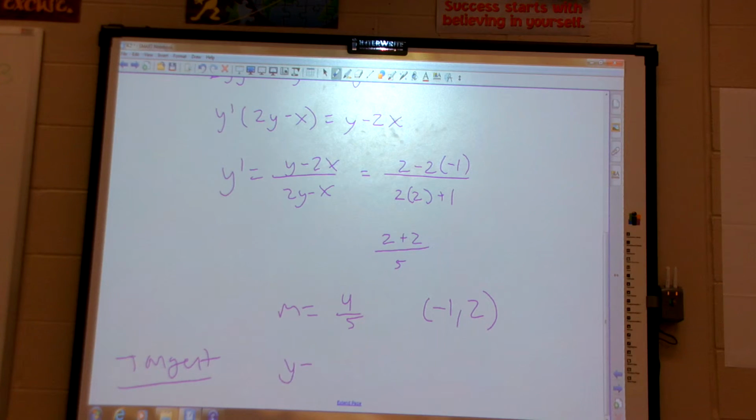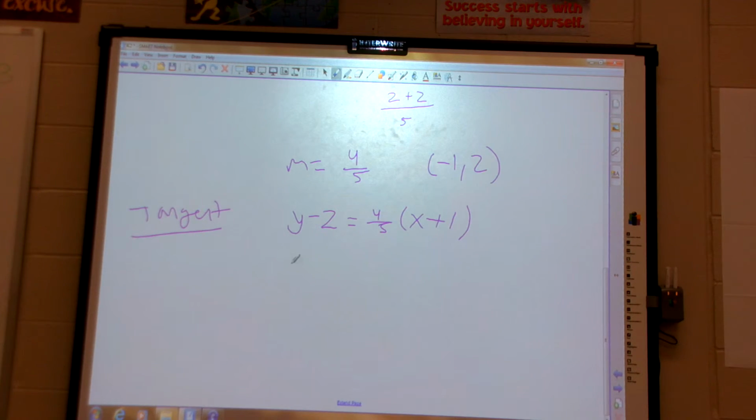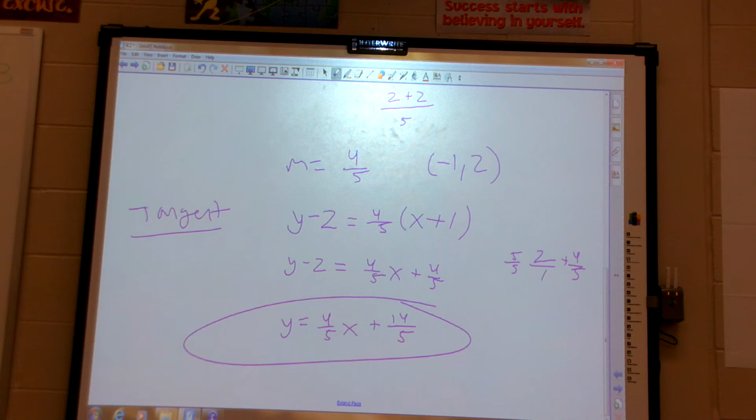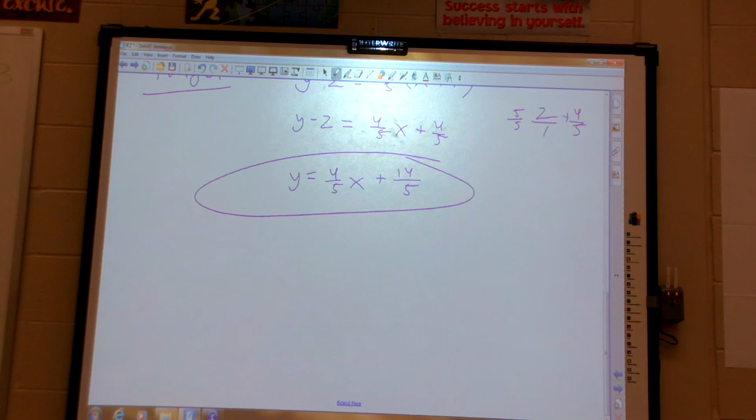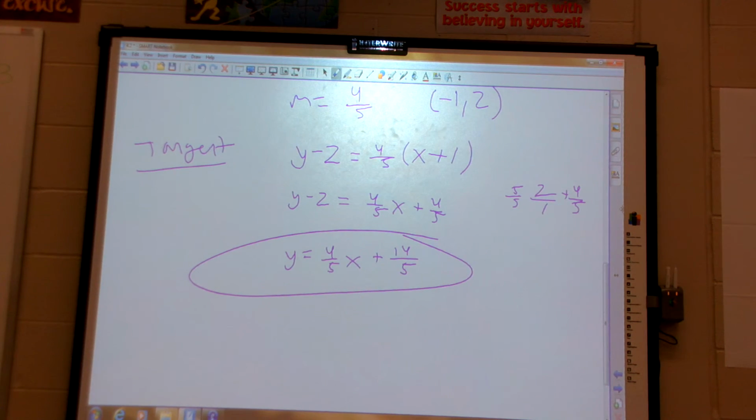So y minus 2 equals 4/5, x minus negative 1. Let's distribute. Add 2. You want 2 plus 4/5, common denominator. Gives me 14/5. Yes. There's my tangent line.